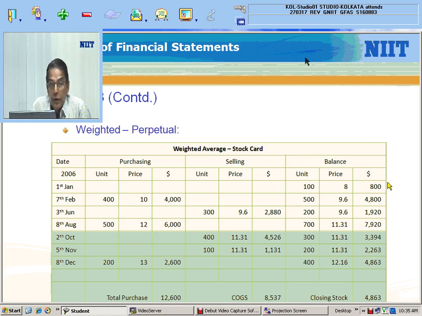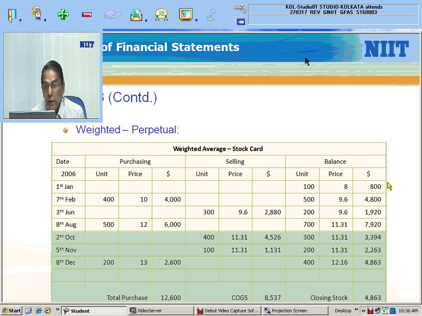Okay. On 1st of January there are 100 units at 8 rupees, so 800 was the inventory value. On 7th of February 400 units were purchased at 10 rupees, so 4,000 is the purchase price. So in the stock there are 500 units. Total cost is 4,800 till that date, 800 plus 4,000. So the average price is 9.6 at that point of time.